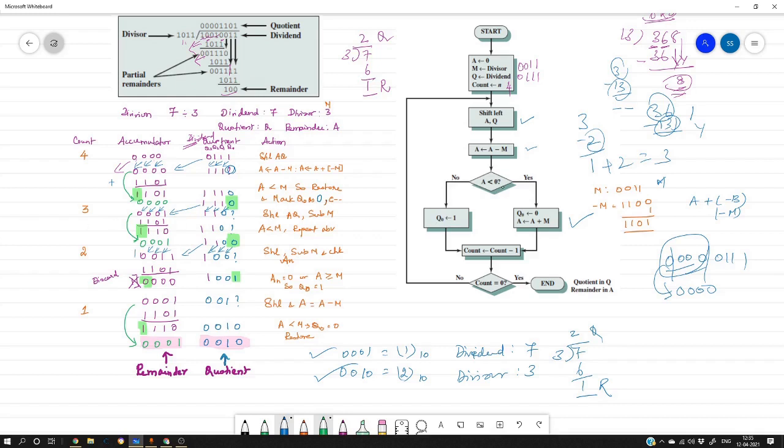So you check the content of the accumulator. If it is negative, then you mark the quotient as 0, restore the accumulator content, and then decrement the count. If it is positive, then it means that the divisor can divide the part of the dividend that has been considered, so you mark the quotient as 1 and then decrement the count. If the count is not equal to 0, go back and repeat the same set of steps.